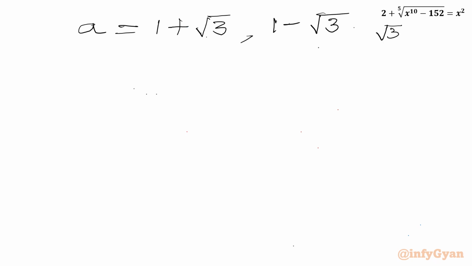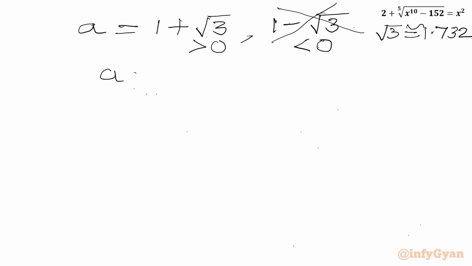Let me write the accepted A so far would be 1 plus root 3, and the second solution was 1 minus root 3. Now root 3 is 1.732 approximate value. So this will be negative. This would be positive. We will reject this solution. So the accepted A would be A equal to 1 plus the square root 3.